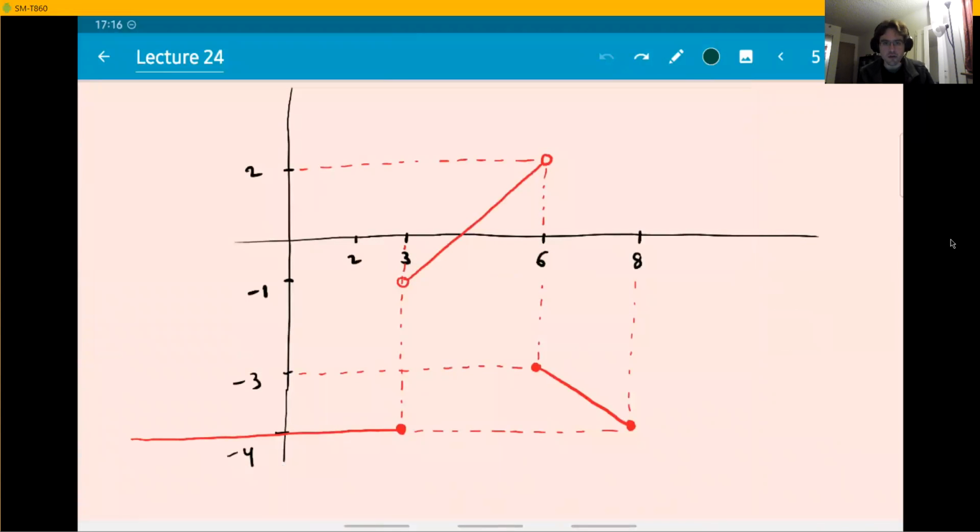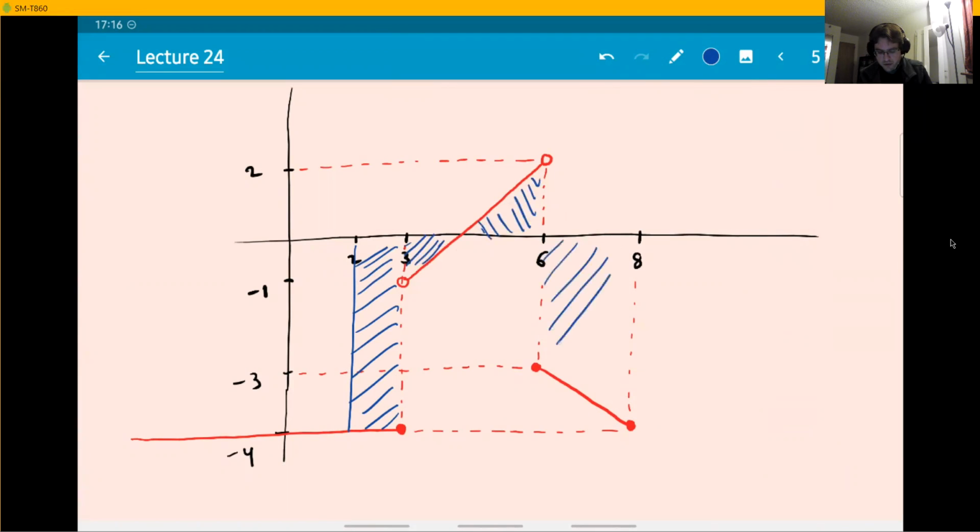So let's only look between 2 and 8. I'm going to be adding more things to this drawing here. We want to find the area between the curve and the x-axis. And we want to take negative if the area is below the x-axis, and positive if it's above. First of all, just by looking at the drawing, you should agree that these are the areas that we're considering. The ones that I'm painting in blue here.